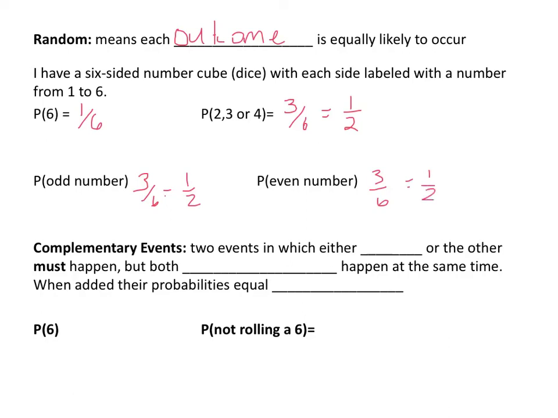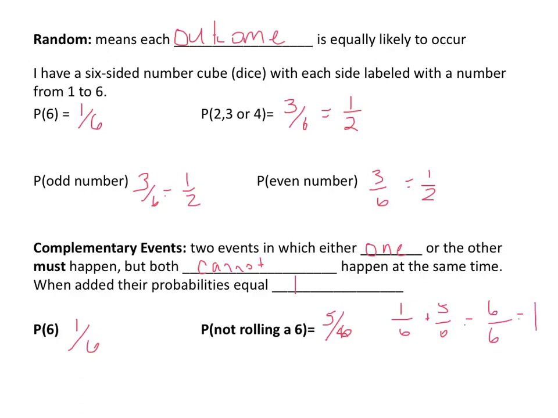Another useful thing to look at when talking about probability is complementary events. Complementary events are two events in which either one or the other must happen, but both cannot happen at the same time. When added, their probabilities must always equal 1. For example, the probability of rolling a 6 is 1 out of 6. But the probability of not rolling a 6, well, there are 5 numbers that aren't 6, so it would be 5 out of 6. And if I take 1/6 plus 5/6, I get 6/6, or 1.